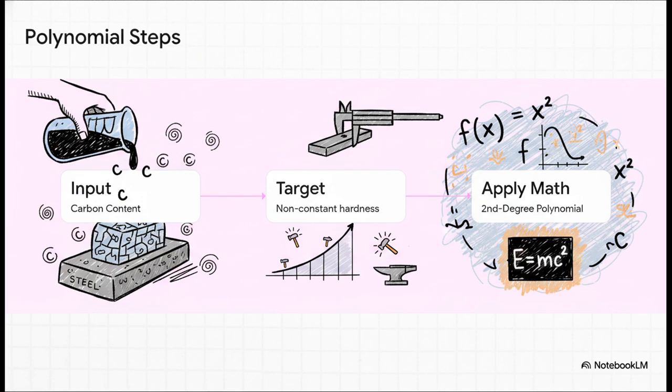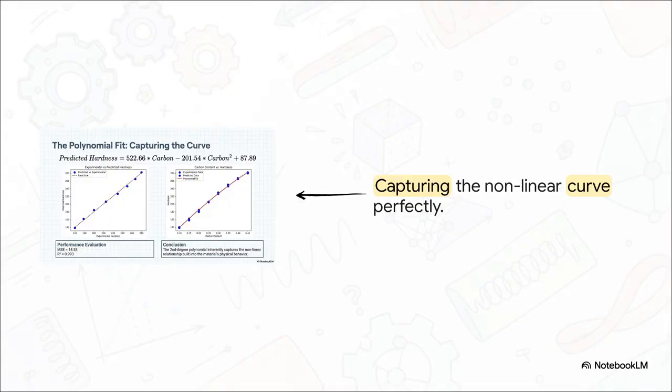Let's ground this math in a highly relatable one-dimensional case study. Imagine you're working with a new steel alloy. Step 1, your primary input is the carbon content. Step 2, you measure the hardness target and observe that as the carbon increases, the hardness also increases, but definitely not at a constant rate. The gains actually start to taper off. So, step 3, to capture this physical reality, we apply a second-degree polynomial mathematical structure. We are basically asking the model to find an explicit equation using both the carbon content and the carbon content squared. And when you look at the resulting fit, it is spot on.